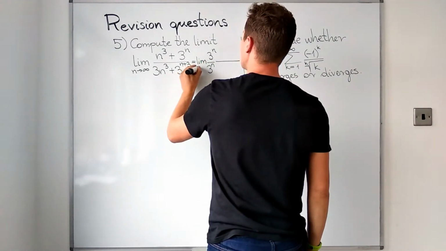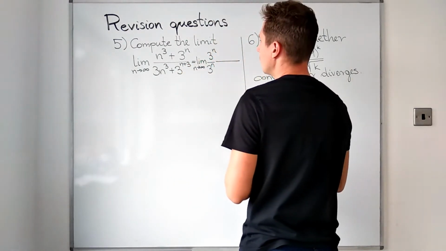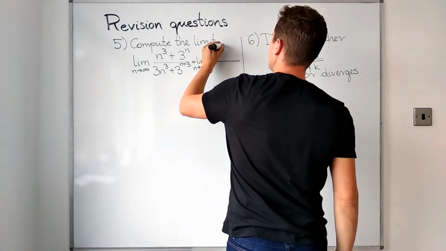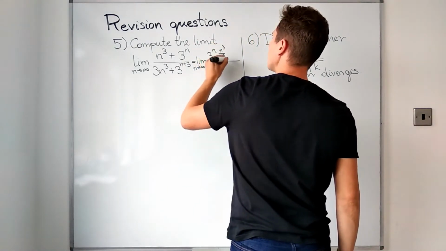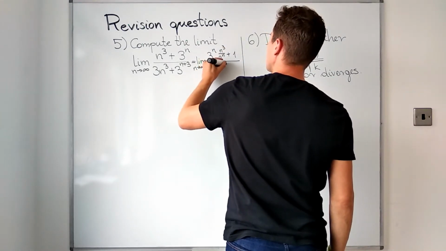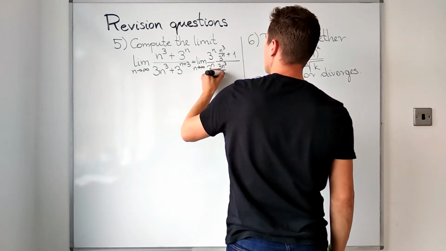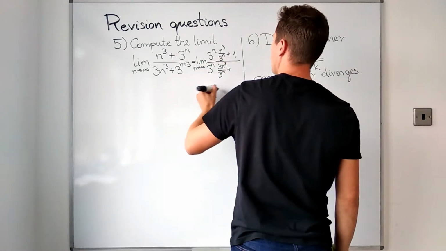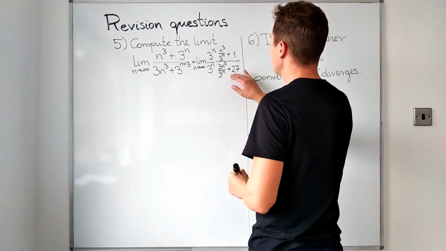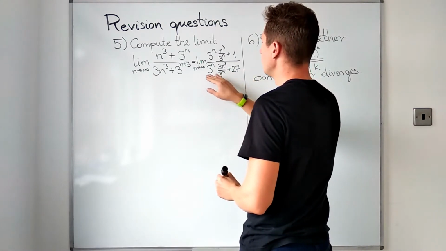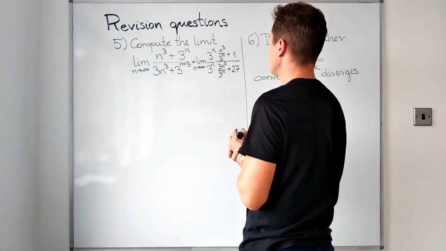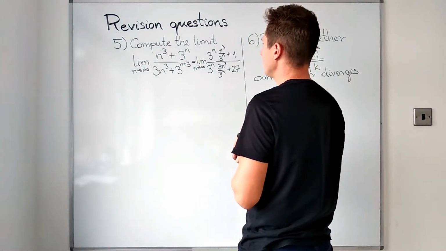And what it will leave us with is n cubed divided by 3 to the power n, plus 1 in the numerator, and 3 n cubed divided by 3 to the power n plus, well, here we'll have 27, because that's 3 cubed, 3 to the power 3, times 3 to the power n would give us 3 to the power n plus 3 back. So this is why we have 27 there.